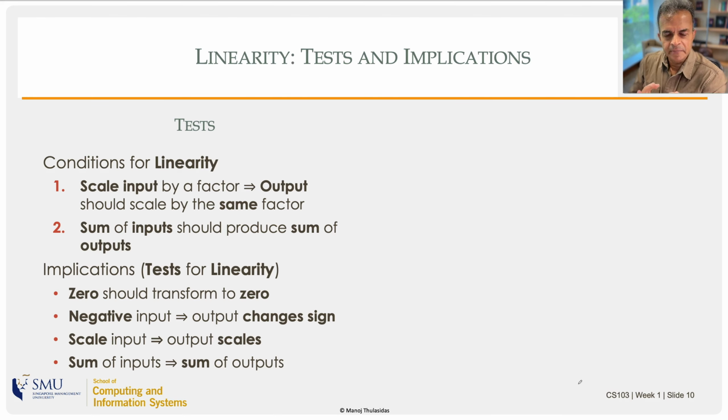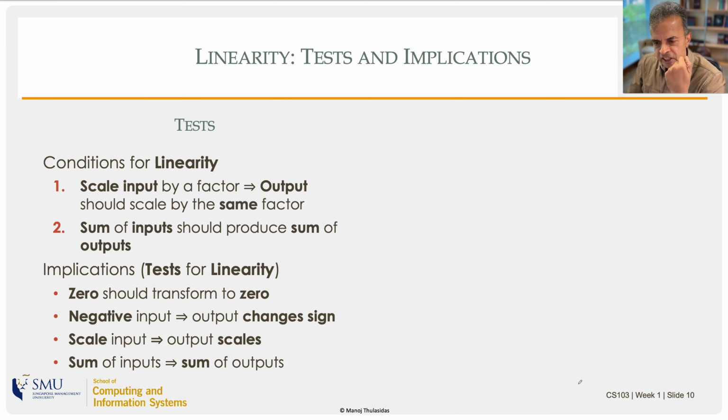So the input can be scaled by any factor, and 0 is a good factor. What does that mean? That means 0 should always transform to 0. Because if I take any input, say 5, multiply by 0, the input becomes 0. The output should get multiplied by 0. The output has to be 0 if the expression needs to be linear.